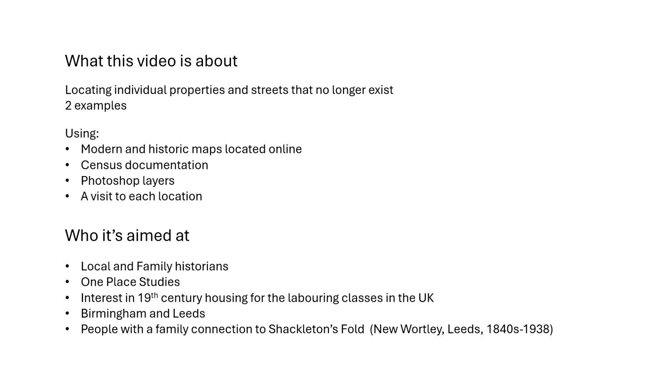So here's what this video is about. It's about locating individual properties and streets that no longer exist, and I'm going to be working through two examples. I'm going to be using modern and historic maps that I found online. For the first one, I'll be using census documentation. For the second one, I'll be using Photoshop layers. You'll see what I mean by that when I get there. And I did actually visit each location, although you don't need to, but I wanted to, but you can do most of what I did without that.